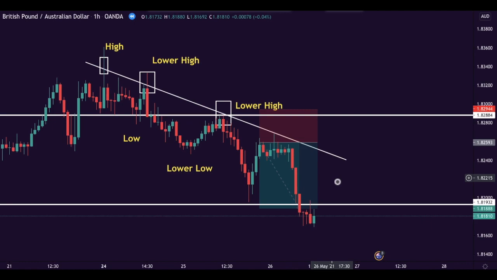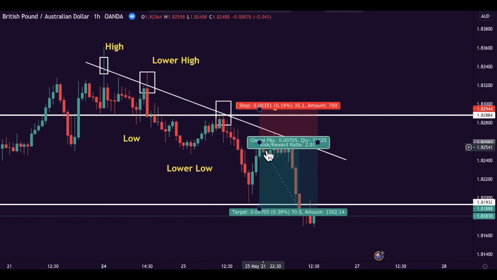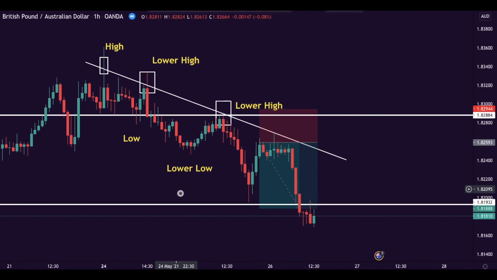So this was our second type of entry, that is the midway entry, which we take. Okay. Now let's see the third type of entry.